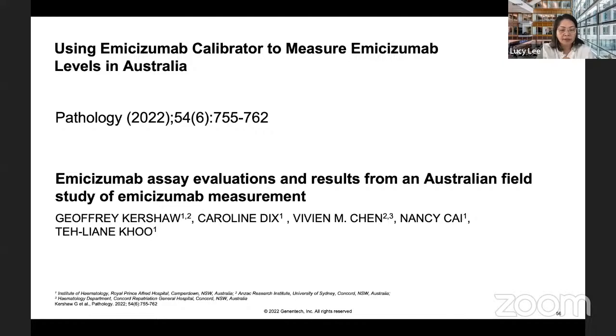So this is a paper that came out this year, looking at quantification of emicizumab, both at a single reference lab using spiked samples of emicizumab across a range of concentrations, as well as patient samples, and then comparing these results to the results from 13 different field laboratories that were all HTC affiliated in Australia. And in Australia, emicizumab is approved for use in a moderate and severe patient population, whereas in the US, the approval is without regard to severity of disease.